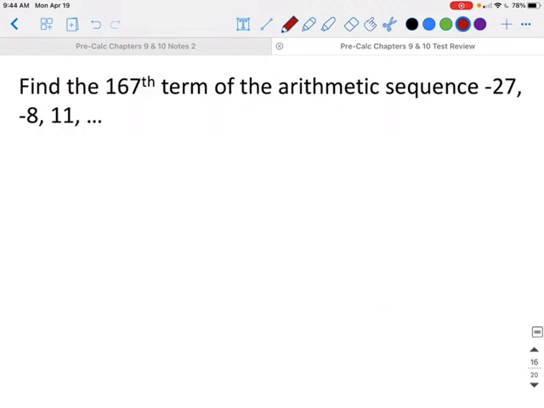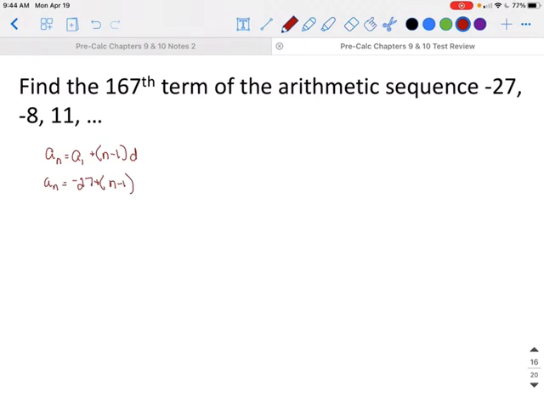Find the 167th term of the arithmetic sequence. And we know the first 3 terms are -27, -8, and -11. So again, we're going to start by writing an explicit formula for this because I don't want to find all 167 terms. We know that our first term is -27.